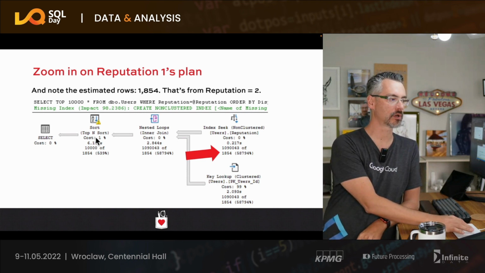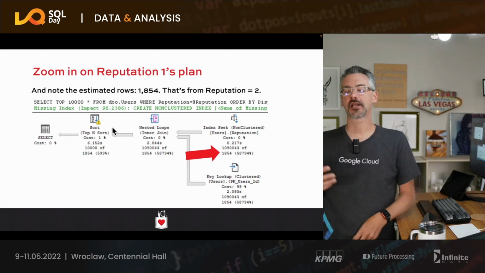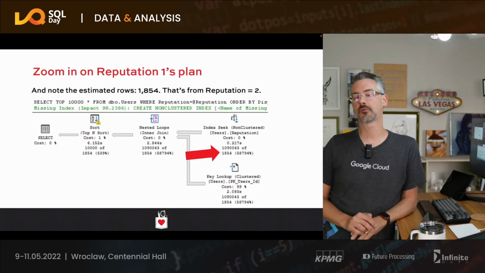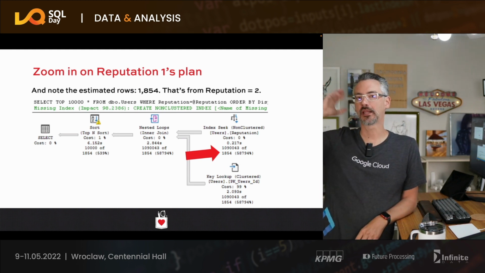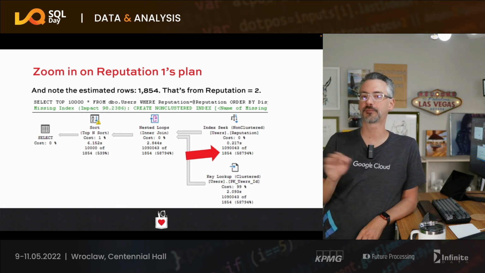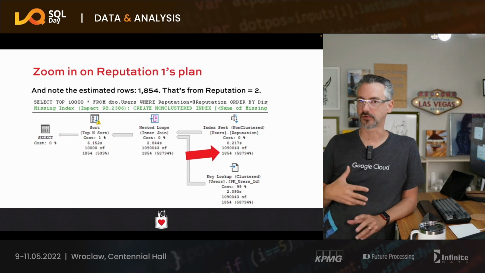If you look at the sort there, it actually has a yellow bang on it, which means that it spilled to disk. SQL Server ran out of memory while executing this and decided to spill these results over into TempDB. TempDB is kind of like SQL Server's swap space.